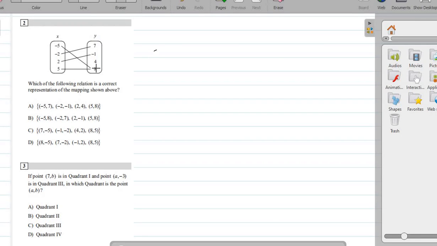Here we have minus 5 being mapped to 8, so we have (minus 5, 8), and we also see 5 being mapped to 8, so we have (5, 8), and we also see 2 bound to minus 1, so (2, minus 1), and here we see minus 2 to 7, so we have (minus 2, 7). Nothing is bound to 4, so we don't have anything bound to 4.